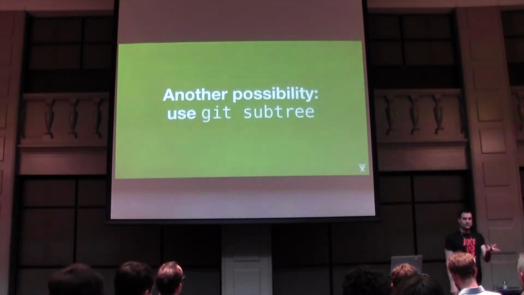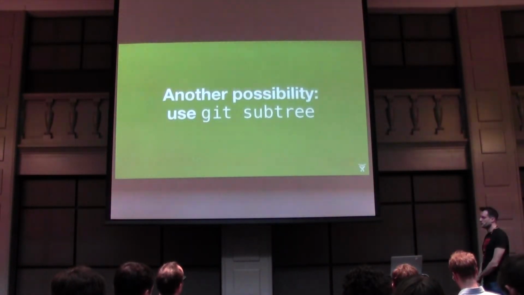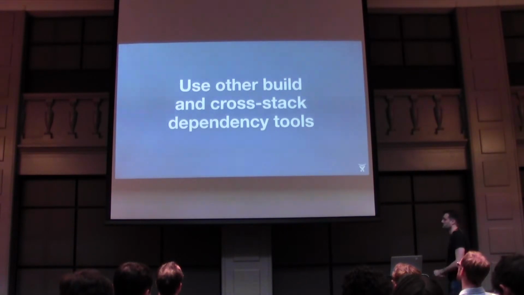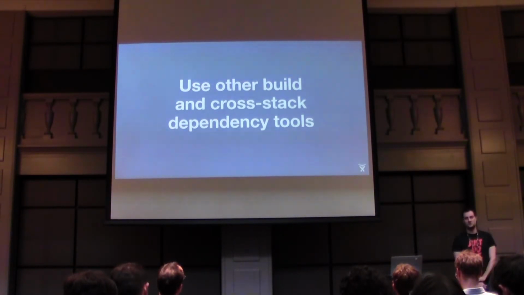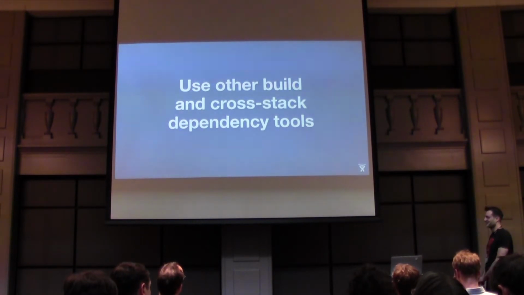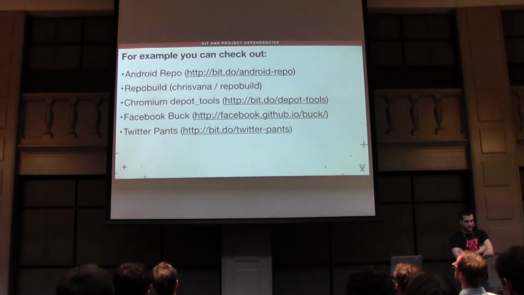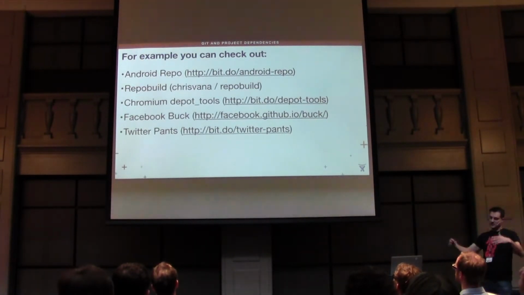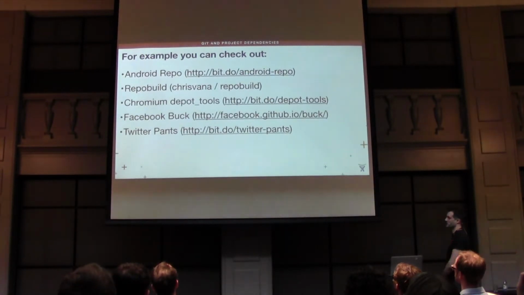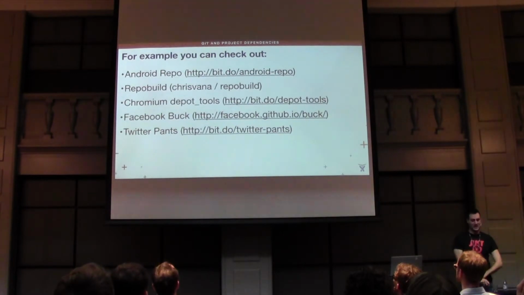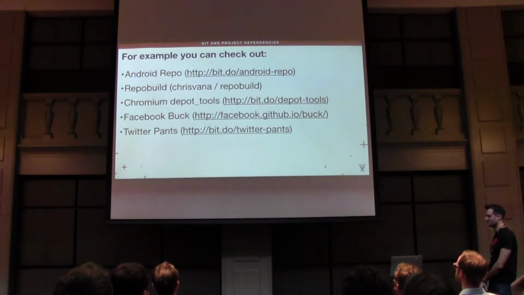If all this is not working for you, there's a few cross-stack dependency tools that are relatively popular. I'll mention a few. Actually, I have a long list for you. One you might have heard of is called repo. It's a project from Google. It's a tool that sits on top of Git and allows you to pull in and manage dependencies at a slightly higher level of abstraction.